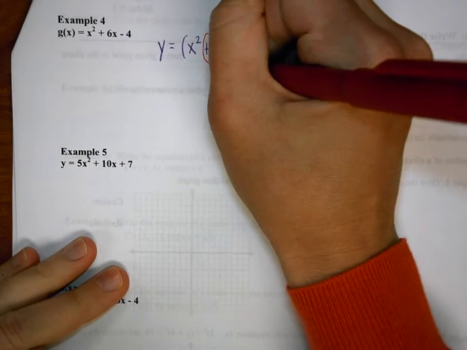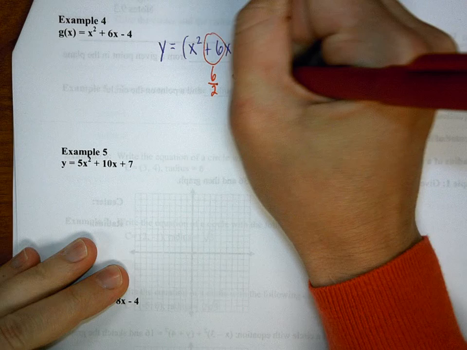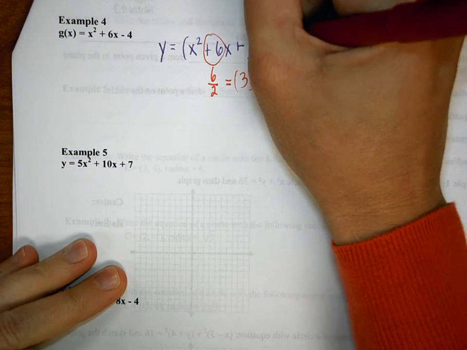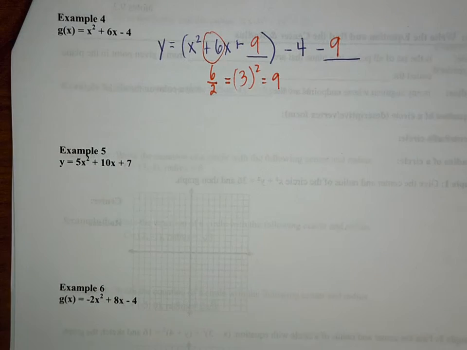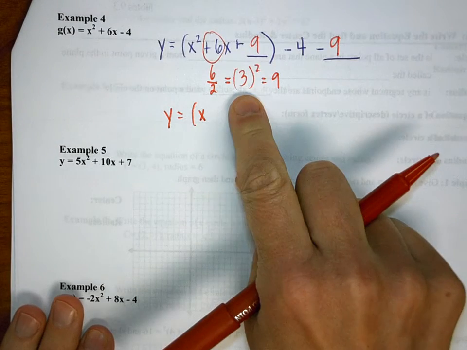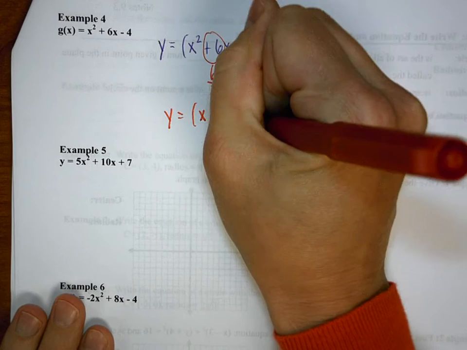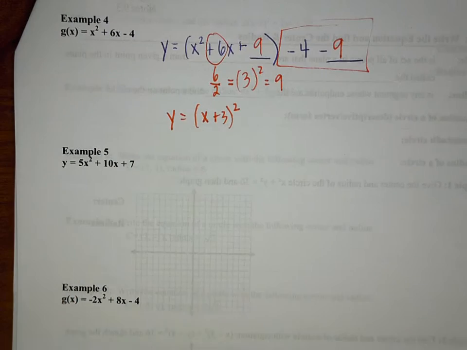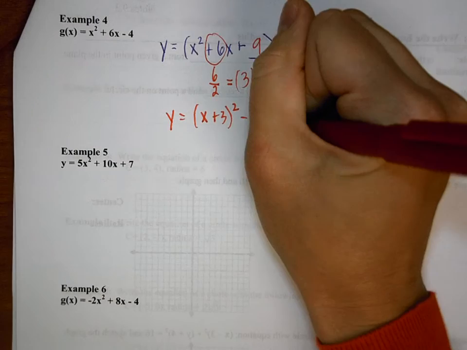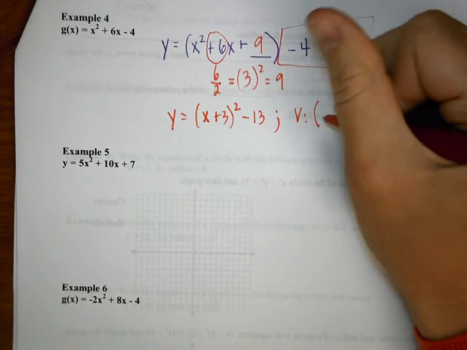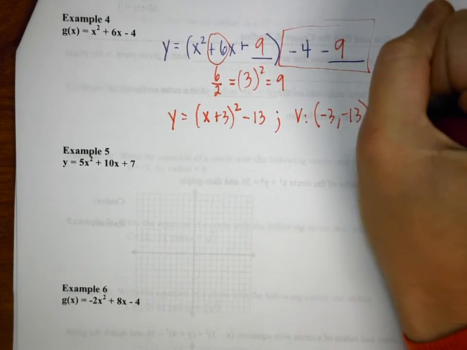Good, we take 6 and we divide it by 2, and 6 divided by 2 is 3, and 3 squared is 9. So 9 is the value that goes in both of those blanks. Okay? Now when you're writing your equation, this is going to be y equals x plus 3 squared, and then you have -4 and -9. What do those add to be? -13. That's where some of you messed up. Okay, and then what would my vertex be on this problem? Very good. -3, -13 is correct.